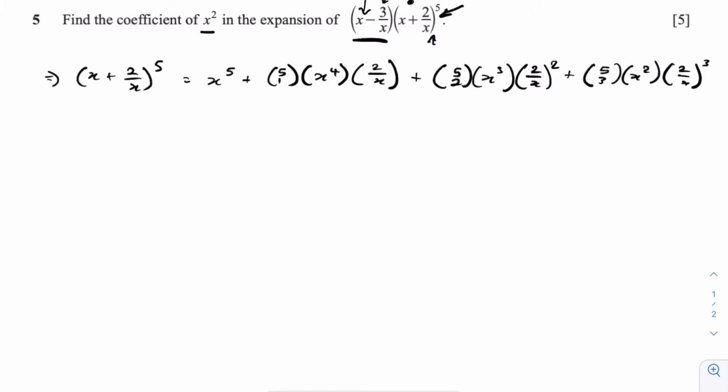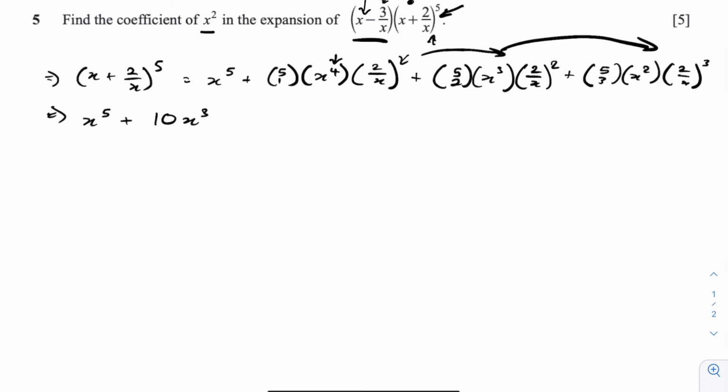Obviously, if you look at the binomial expansion, I'm just raising this term by 1 more than the previous one as I go through each of these terms, and I'm decreasing this one by 1 as I go through each term. Well, we can simplify this to show x to the power of 5 plus, and then 5 choose 1 is just 5. 5 times 2 is 10, and then 10 times x to the power of 4 over x, which is just 10x cubed.